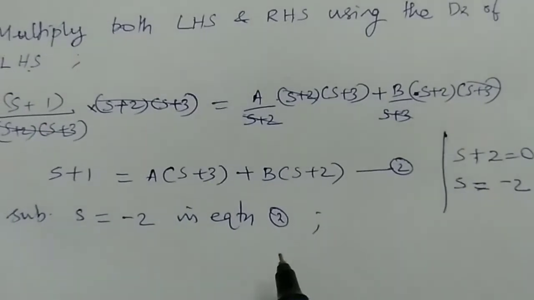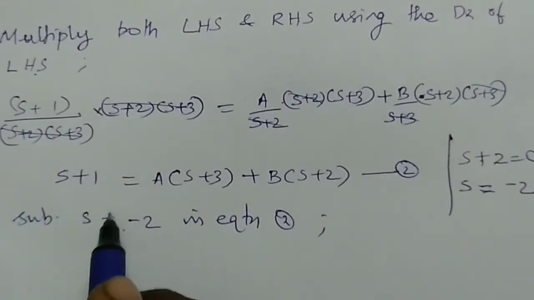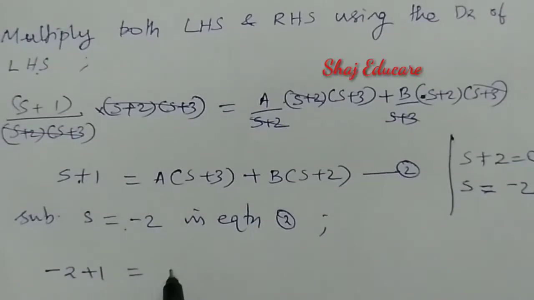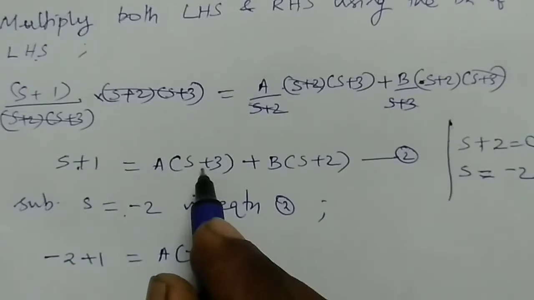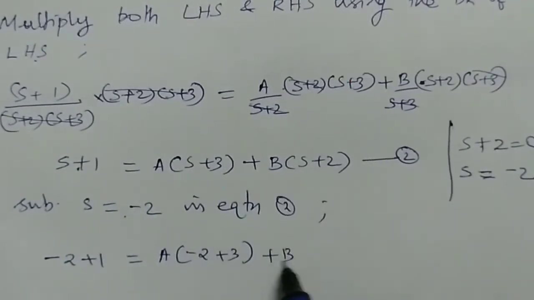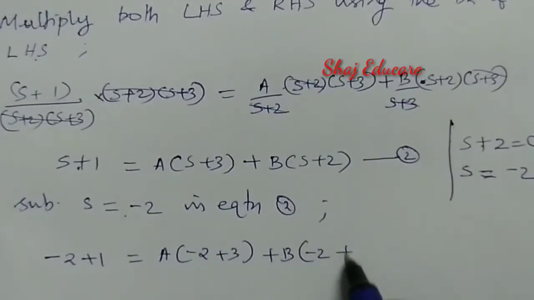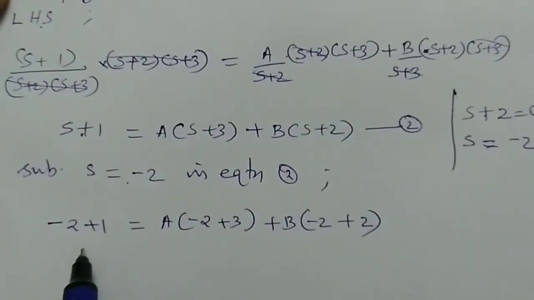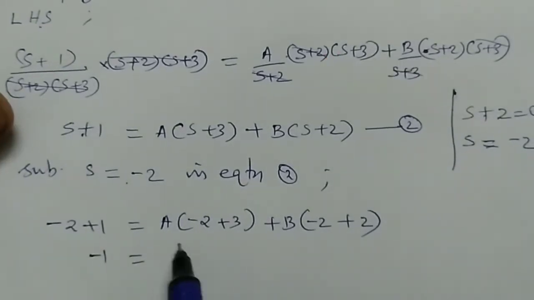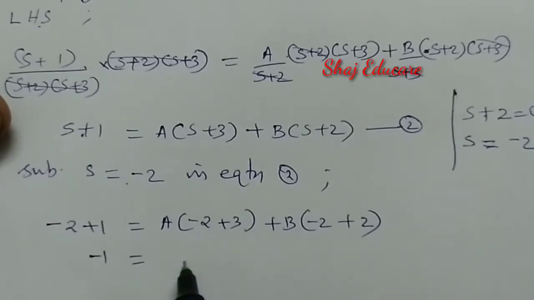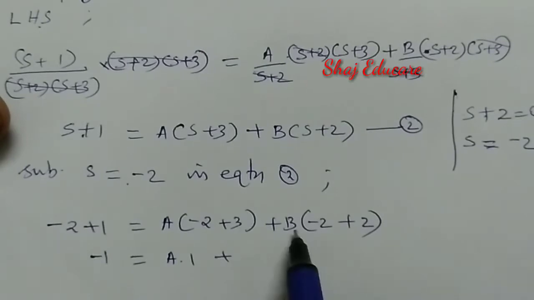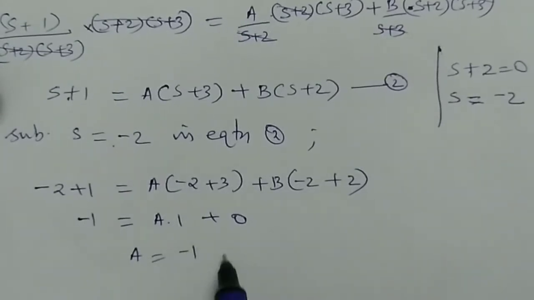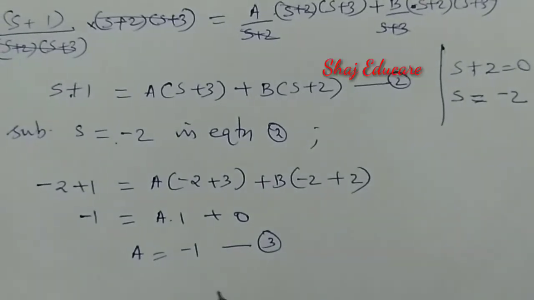Then what we'll be getting, let us try to do so. With s equal to minus 2: minus 2 plus 1 equals A into (minus 2 plus 3) plus B into (minus 2 plus 2). On the left hand side, the remaining term is minus 2 plus 1, which is equal to minus 1 itself. That equals A into (minus 2 plus 3), which is plus 1. A into 1 plus B into (minus 2 plus 2), which becomes 0. Then we have A into 1, so A is equal to minus 1. The value of A that we are getting is minus 1.